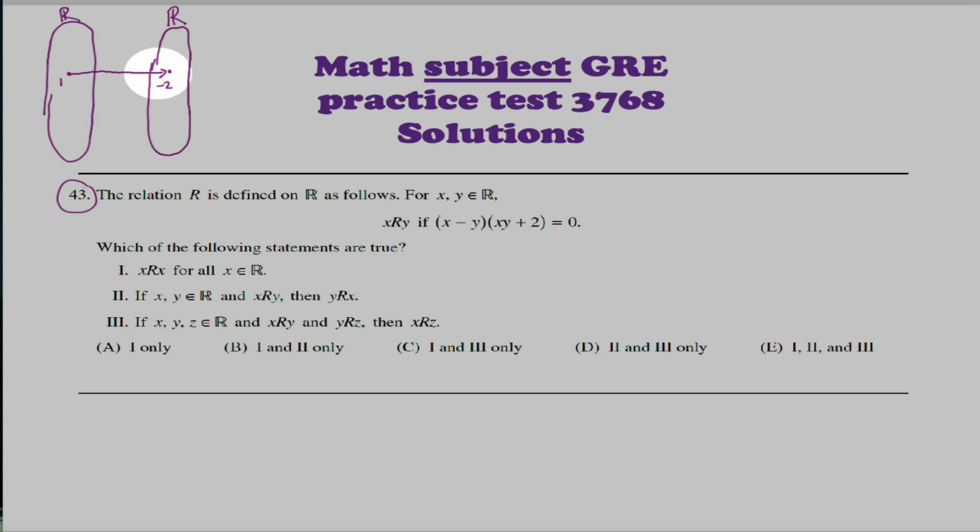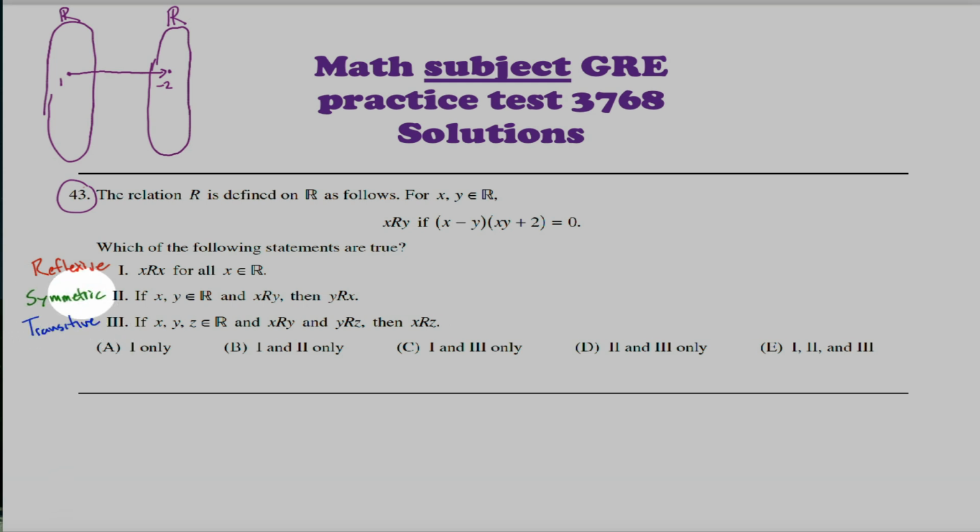Why would this arrow exist? Because if I plug in 1 and -2 for x and y respectively into this equation, I get a true statement. Note there would not be an arrow from 1 to -3, because if I plug in 1 and -3 for x and y, I do not get a true statement here. Anyways, what we're being asked, not in these words, is whether this relation is reflexive, symmetric, and/or transitive.